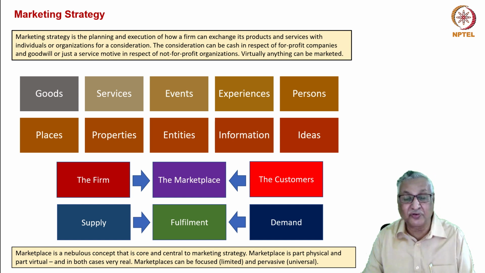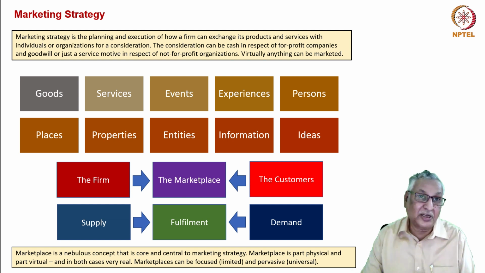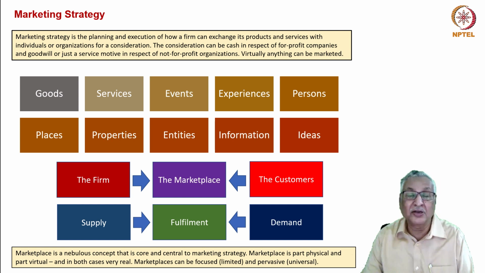They are tangible in terms of the promotion of the products as well as the considerations that could arise therefrom. Marketplaces again can be very limited types of marketplaces or very pervasive types of marketplaces. When you have, let's say, a weekly bazaar, it is a very physical, limited marketplace and probably even operated only once or twice a week. On the other hand, digital marketplaces that exist today are all pervasive and universal.